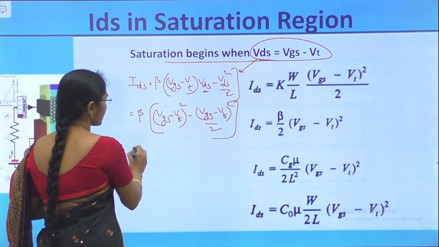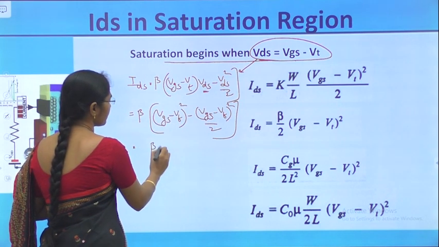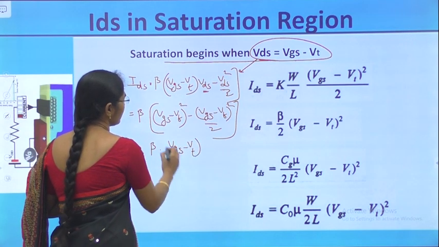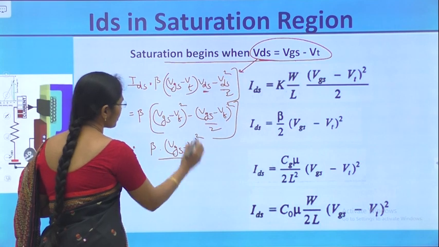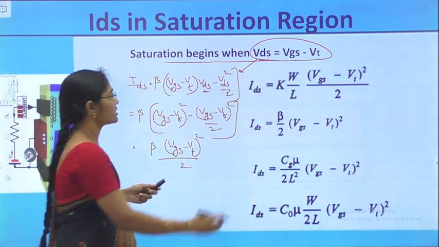If I take (Vgs minus Vt) whole square common, then 1 minus 1 by 2 becomes 1 by 2. So beta into (Vgs minus Vt) whole square by 2 is equal to IDS in the saturation region. So that is written here.